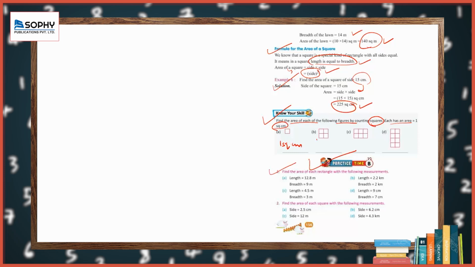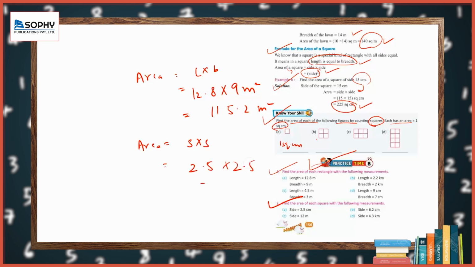Practice time B, students. In the first one, we have to find the area of each rectangle with the following measurements. So area of rectangle is, very good students, that is length into breadth, that is equals to 12.8 into 9 meter square, that is equals to 115.2 meter square. In the next one, we have to find the area of square with the following measurements. So area is equals to, very good students, that is side into side, that is equals to 2.5 into 2.5, that is equals to 6.25 centimeter square.